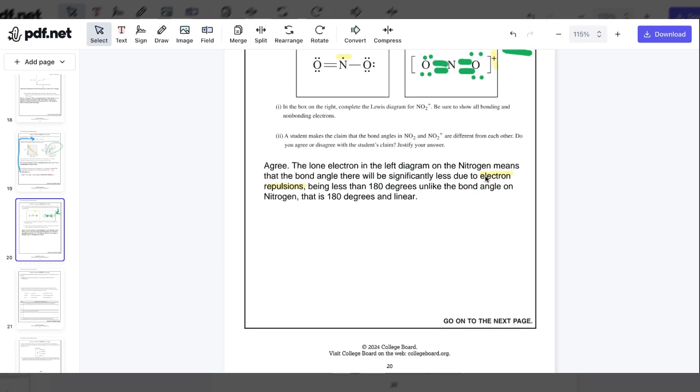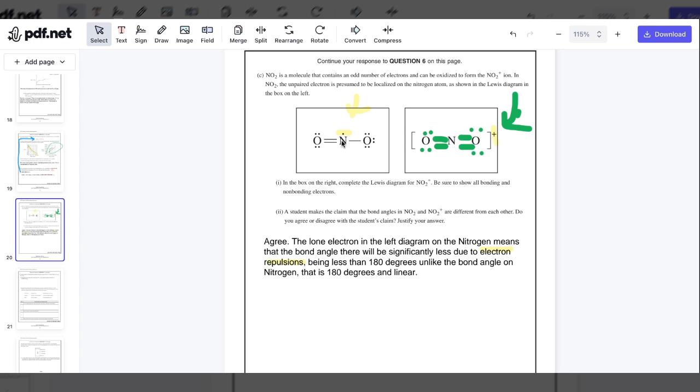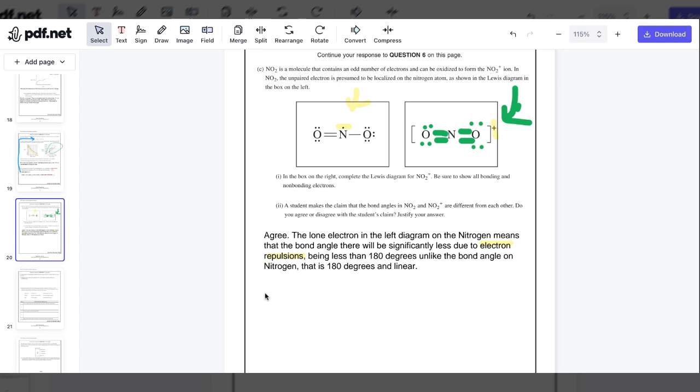For II, it goes, a student makes a claim that the bond angles in NO2 and NO2 plus are different from each other. Do you agree or disagree with the student's claim? Justify your answer. So I would agree with this because, as you can see, lone pair over here, no lone pair over here. And so we would say agree, and you would say that the lone electron in the left diagram on the nitrogen means that the bond angle there will be significantly less due to electron repulsions. That's your key term right there, electron repulsions. So that would make it less than 180 degrees, unlike the bond angle on nitrogen in the right diagram that is 180 degrees and linear.